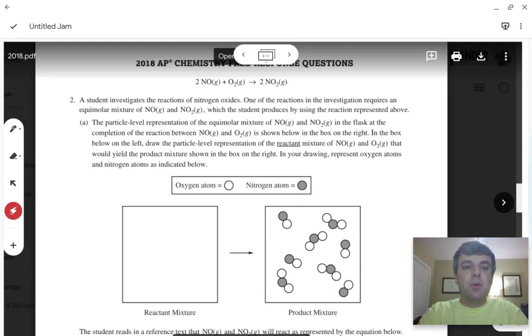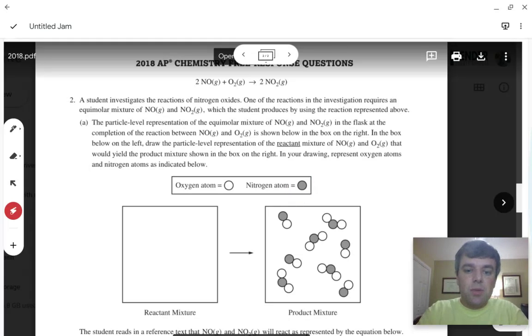In the box below on the left, draw the particle level representation of the reactant mixture of NO and O2 that would yield the product mixture shown in the box on the right. That's the things on the left. These are reactants. This is your product. In your drawing, represent oxygen atoms and nitrogen atoms as indicated below. So oxygens are white circles and nitrogen atoms are shaded circles.